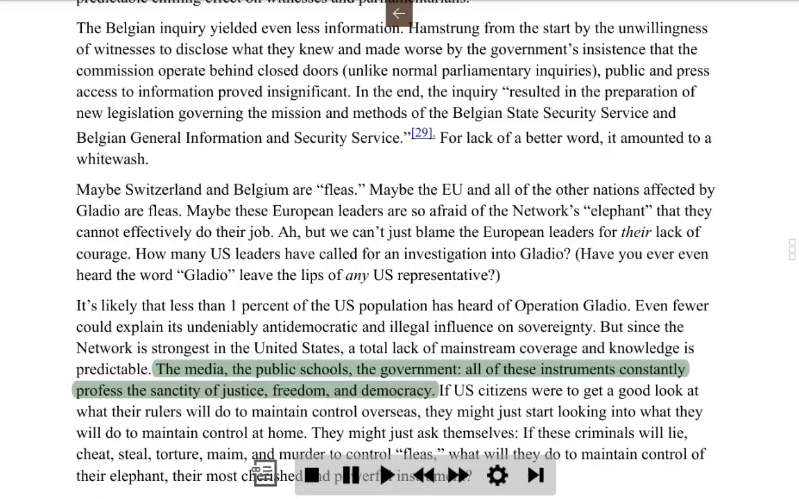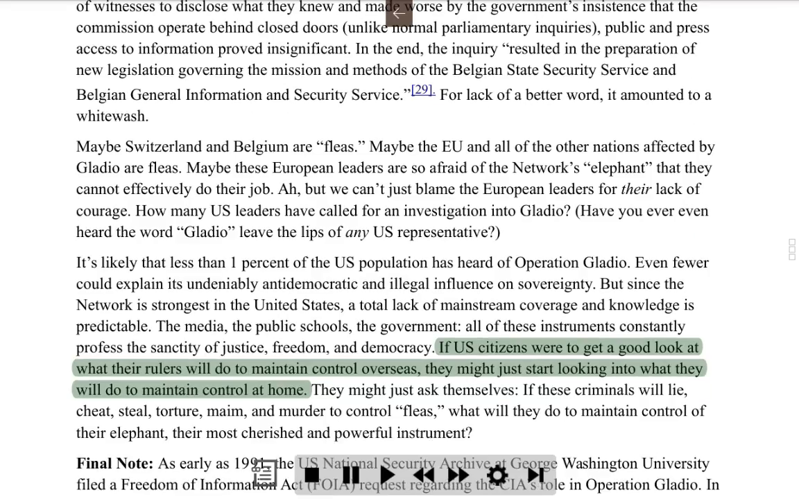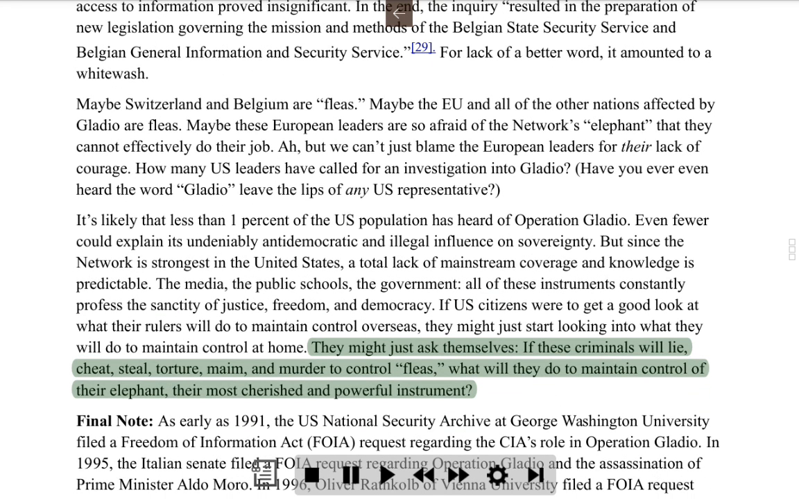The media, the public schools, the government, all of these instruments constantly profess the sanctity of justice, freedom, and democracy. If US citizens were to get a good look at what their rulers will do to maintain control overseas, they might just start looking into what they will do to maintain control at home. They might just ask themselves, if these criminals will lie, cheat, steal, torture, maim, and murder to control fleas, what will they do to maintain control of their elephant, their most cherished and powerful instrument?